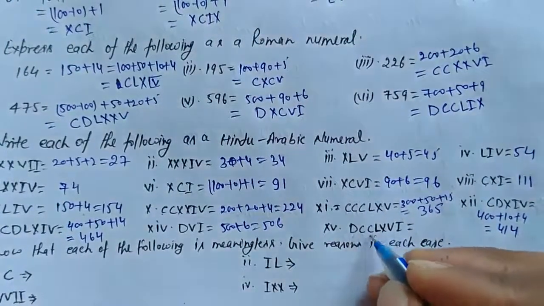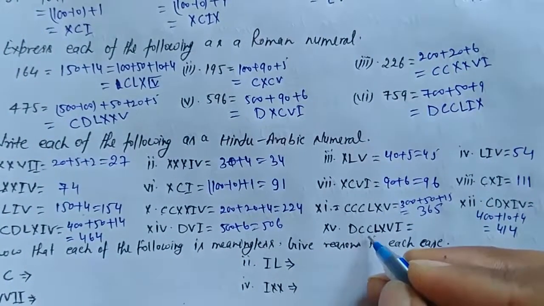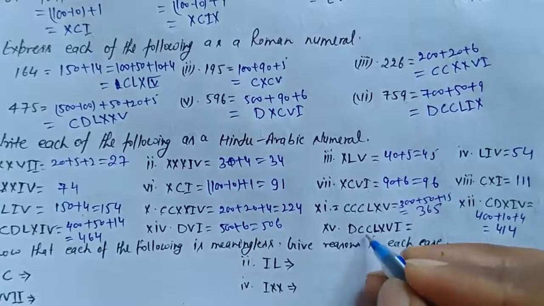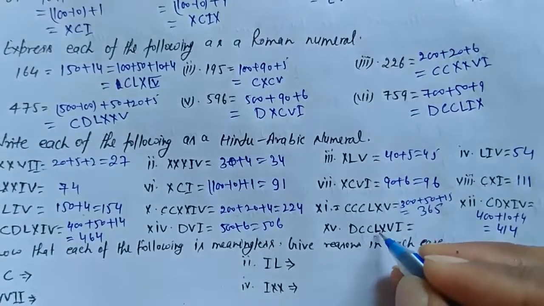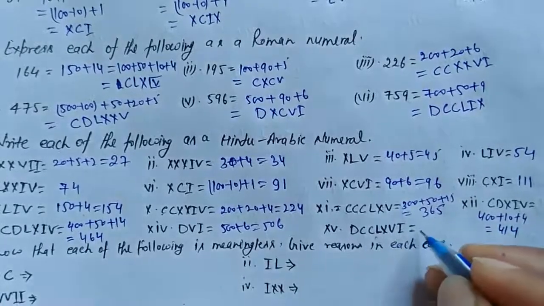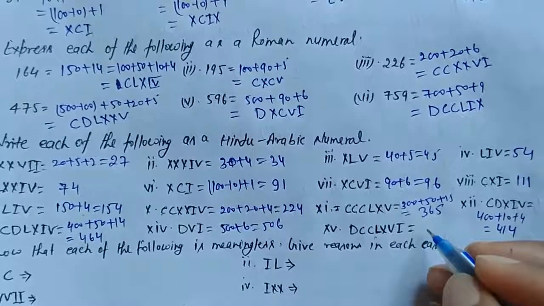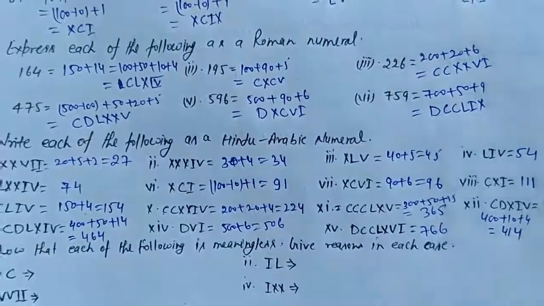D is 500, 2 times C is 200, 5 plus 2, 700. L 50, X 10, VI for 6. So the total sum is 766.